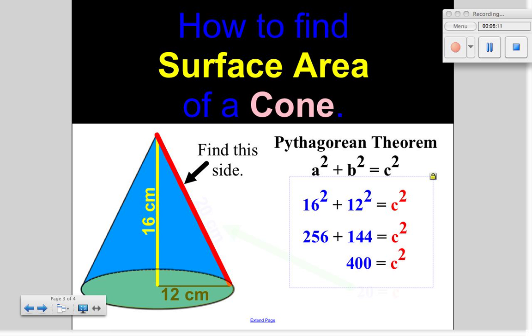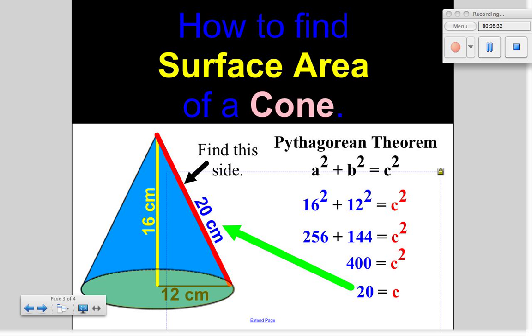That is not the length of that side. Many of you forget to take the square root of that. When we take the square root of that, we get c to equal 20. That 20 is then put over here, and that is our slant height. So this page, just like we had to do with the pyramid, is just dedicated to finding that slant height.